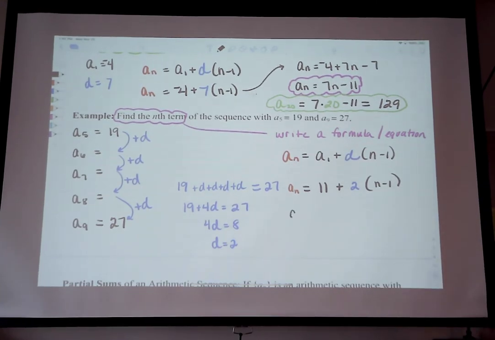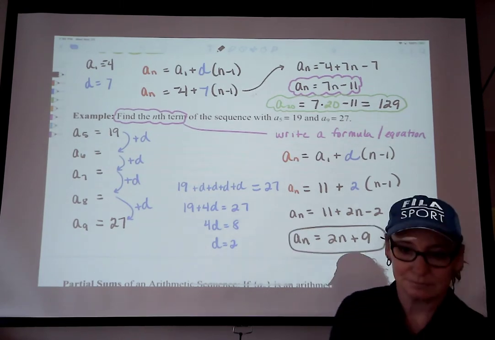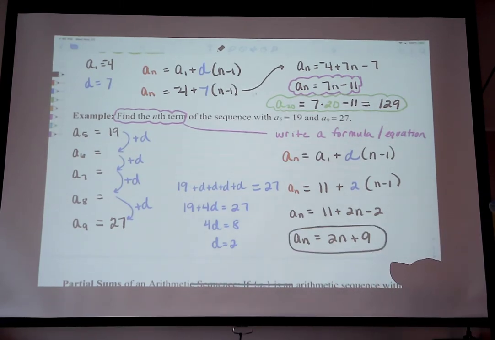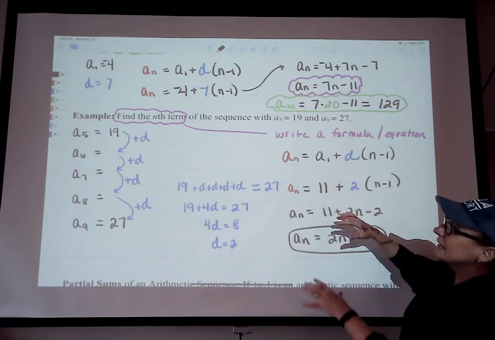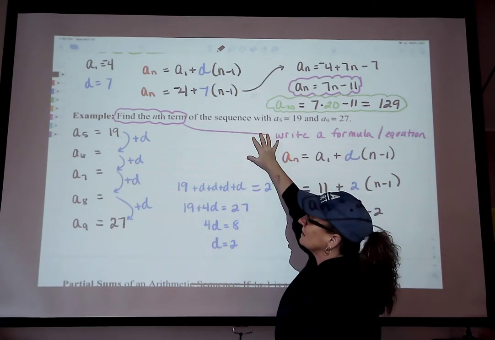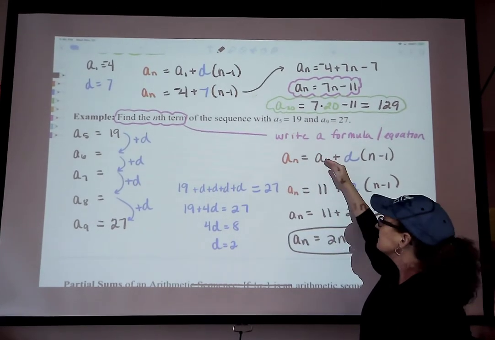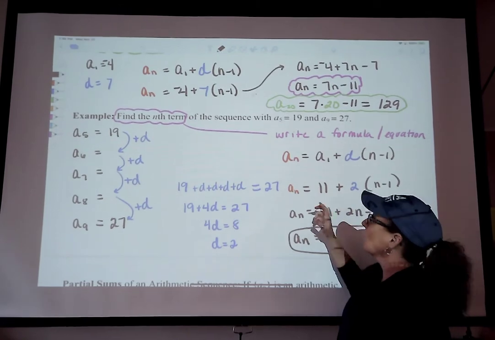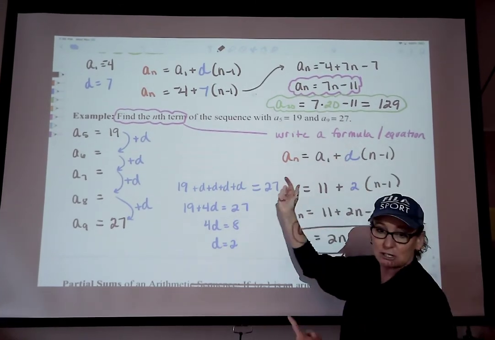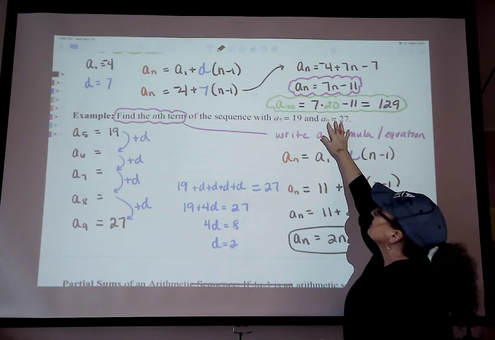So, a sub n equals 11 plus 2n minus 2. A sub n equals 2n plus 9. Okay? Again, it's going to be helpful. Figure out what the question is asking you to do. Write down what you know you want to have. And then see if you've got anything you can sub in, or maybe you don't have anything you can sub in, but there's a way to go and find it based on the information that you're given.